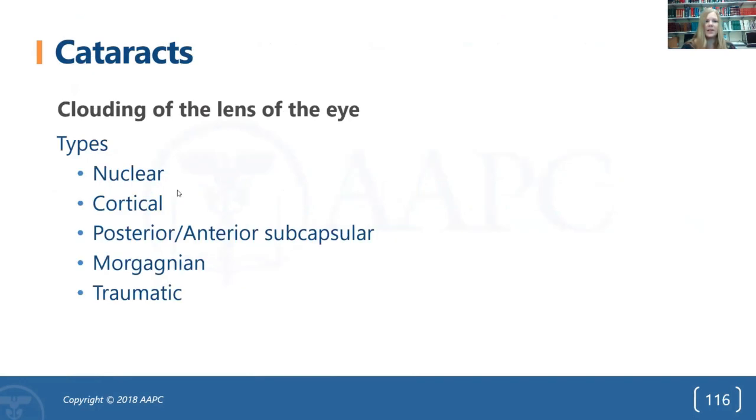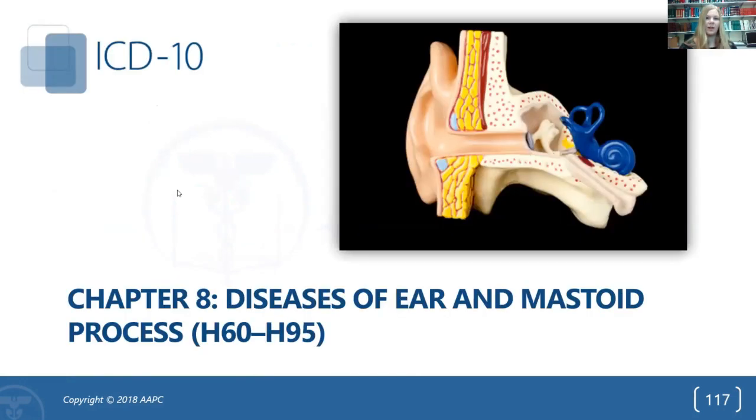For cataracts, that's a clouding of the lens in the eye, and there's several different types, including nuclear, cortical, posterior or anterior subcapsular, Morgagnian, and traumatic. Chapter 8 in ICD-10 is diseases of the ear and mastoid process. At this time, there's actually no chapter-specific guidelines for these.